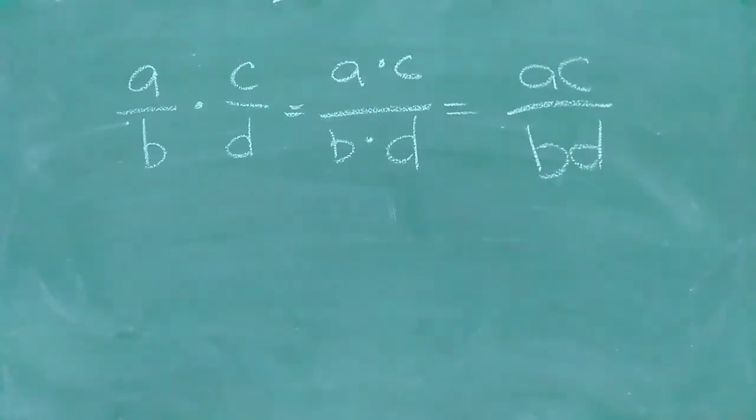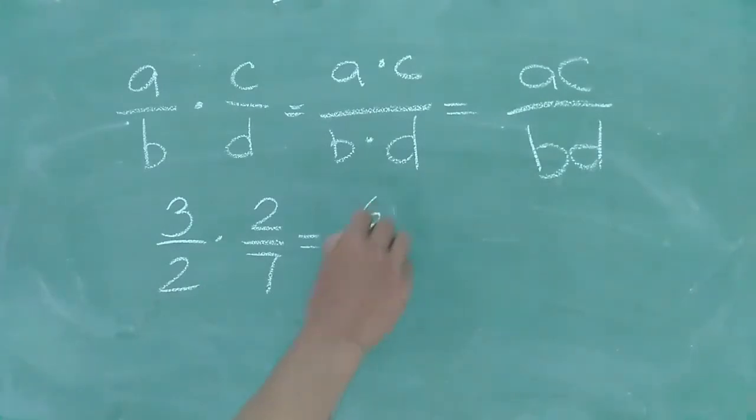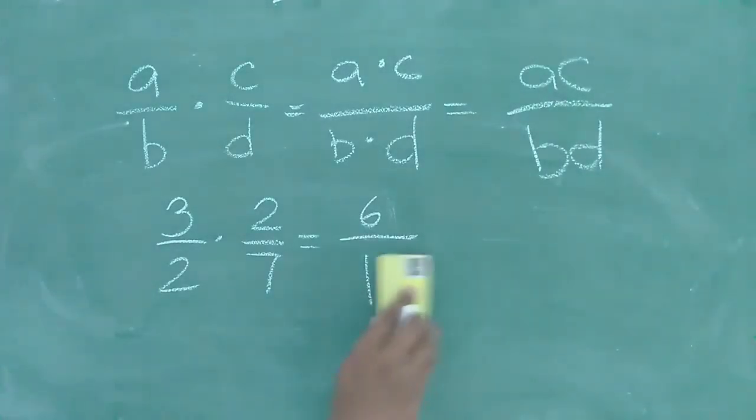Let's have an example. 3 over 2 times 2 over 7. 3 times 2 is 6. 2 times 7 is 14. Did you get it?